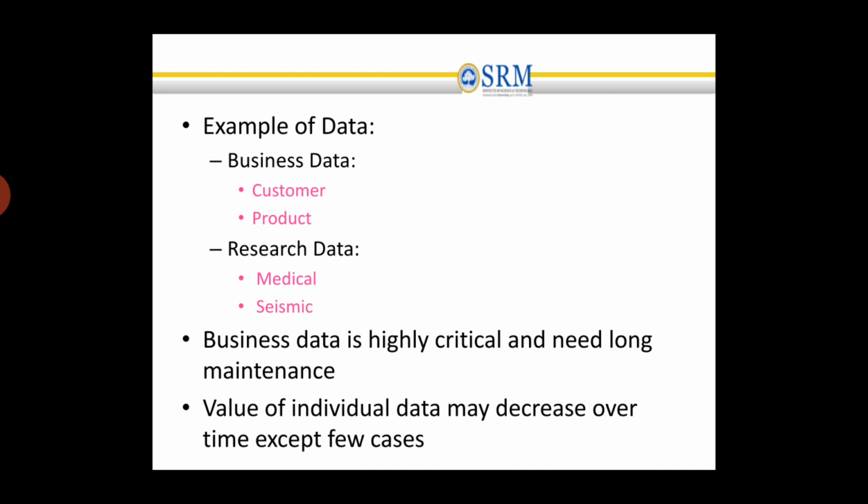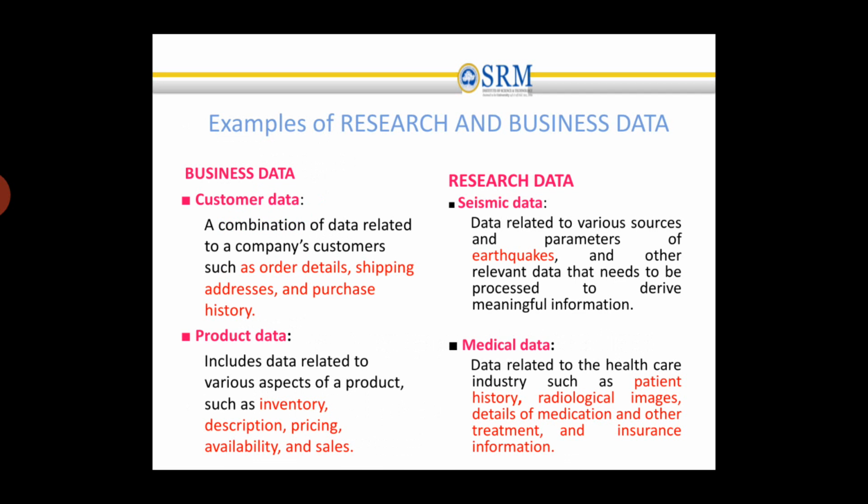Some examples of data are business data or research data. Business data can be customer data or product data, and for research data you can take any field. For example, I have given the medical field and the seismic field. For customer data, say I'm going to purchase one product. The order detail is data, the purchase history is also data, and the shipping address, where to ship this particular product, is also customer data. Product data means the price of the product, the sales history, and the inventory description; all these can be considered product data.